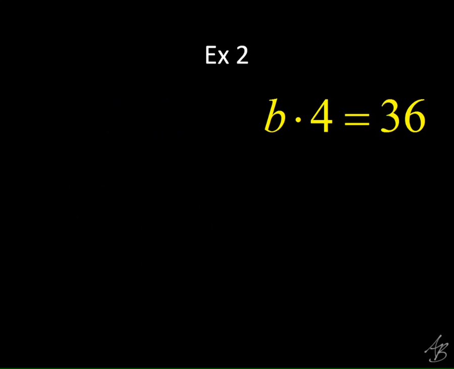Example 2. So this time we have b times 4 equals 36. So what's the variable here?